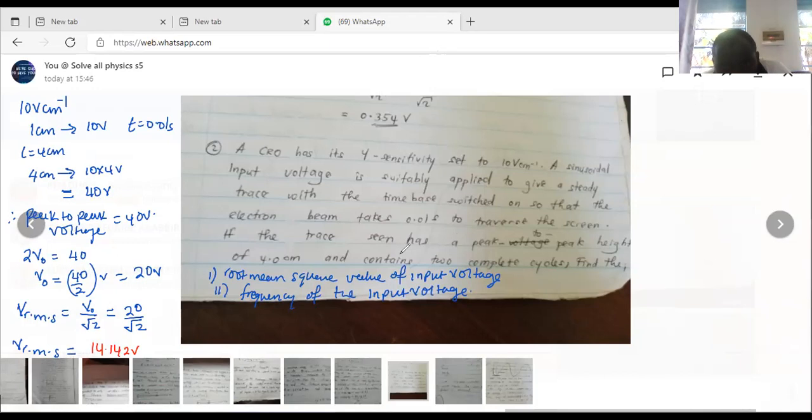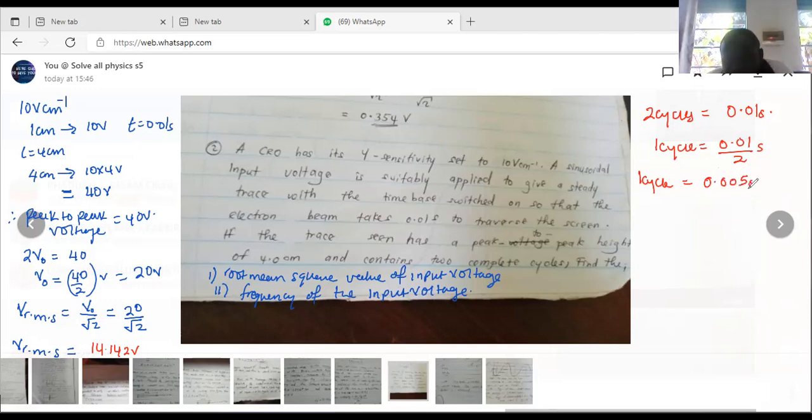It has 2 complete cycles. So 2 complete cycles, 2 cycles, the time taken is equal to 0.01 seconds. So 1 complete cycle is equal to 0.01 divided by 2 seconds. So time to make 1 complete cycle, remember, is the period. So when you divide this, what do you get?